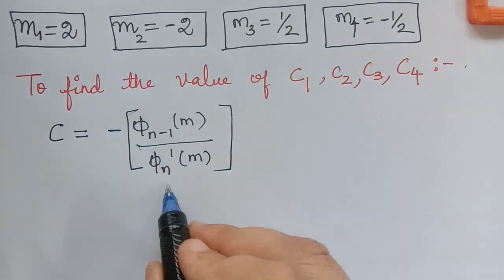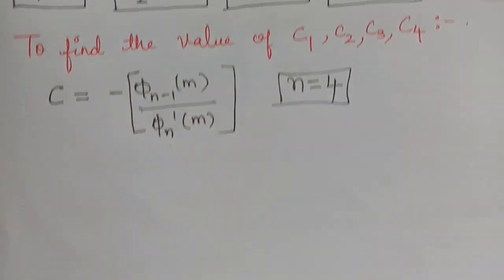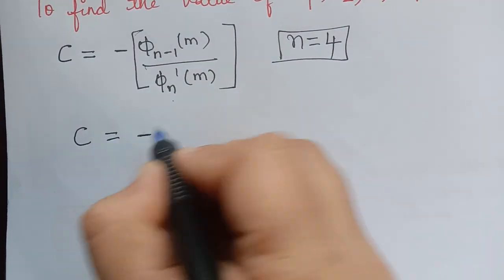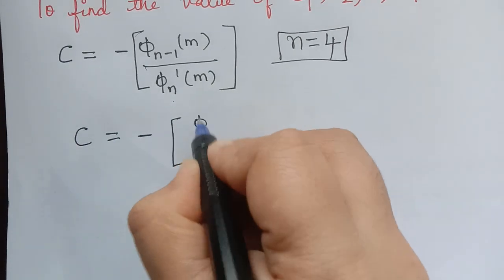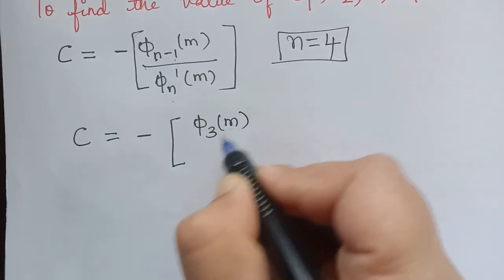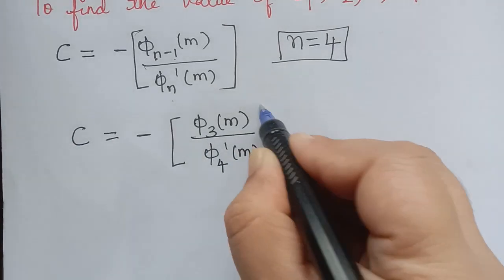Now here, what is the value of n? n is equal to 4. So finally the formula for the required curve will be c equal to minus of phi n minus 1. So 4 minus 1 is 3. So phi 3 of m divided by phi 4 dash of m.